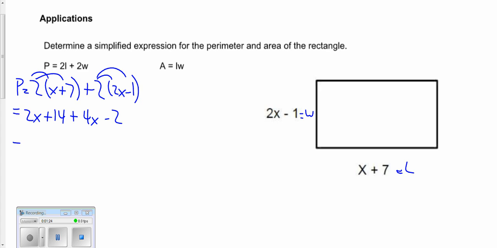So if I collect my like terms here, this gives me 6x plus 12. Okay, so my simplified formula for perimeter is 6x plus 12.